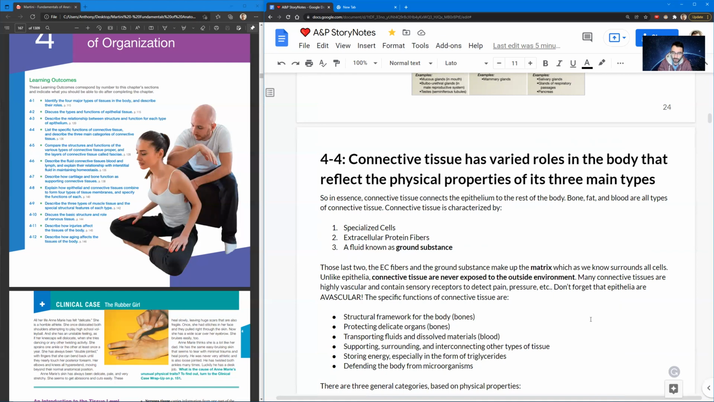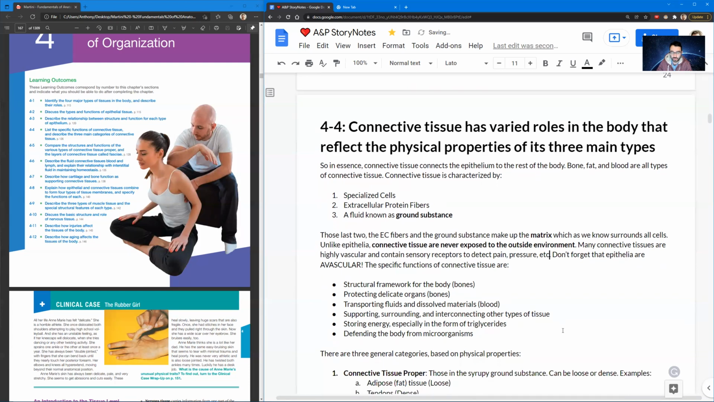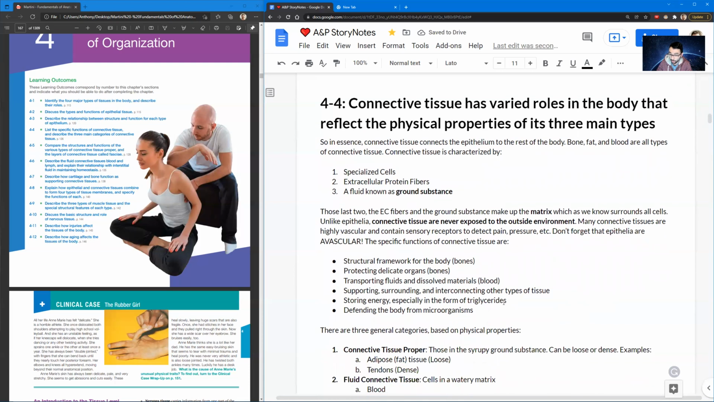All right? So more functions of connective tissue: structural framework for the body and protecting organs, like your ribs protecting your lungs and your heart, for example. Those would be the job of the bones. Transporting fluids and dissolved materials, that's the job of the blood. Supporting, surrounding, and interconnecting types of tissue, storing energy, especially in the form of triglycerides, that would be a function of fat, and defending the body from microorganisms.